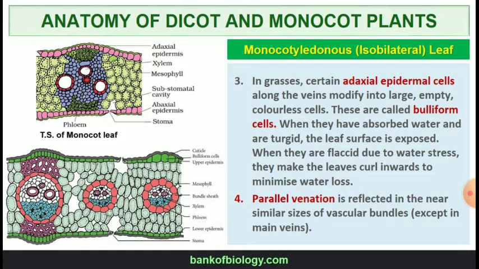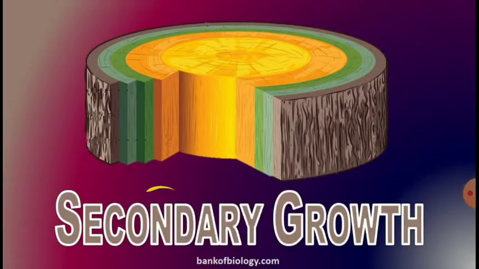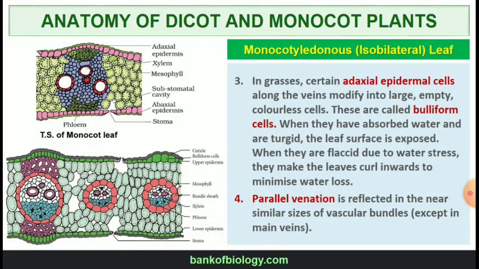Coming to the venation, it has parallel venation, reflected in nearly the same size of the vascular bundles except in the main veins. In the main veins, larger vascular bundles are there, but apart from that, because of the parallel venation, the size of the vascular bundles will be almost the same. So this is all about the anatomy of dicot and monocot stem, root and leaves.